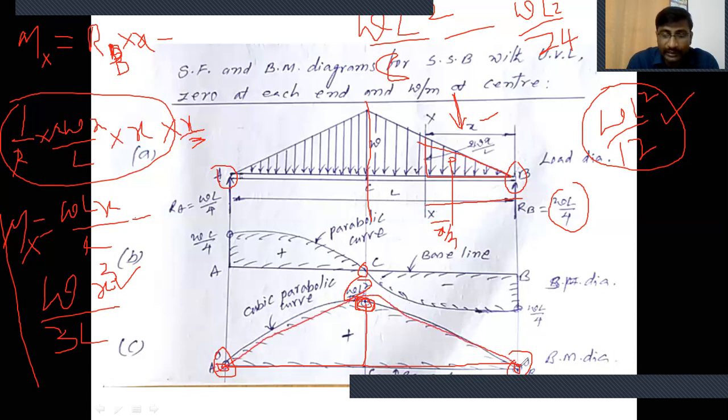The curvature is very high when compared to the parabolic curve. And locate the positive plus mark at the center of the bending moment diagram. This is the bending moment diagram, which is a cubic parabolic curve. Clear, students? Are you understanding?